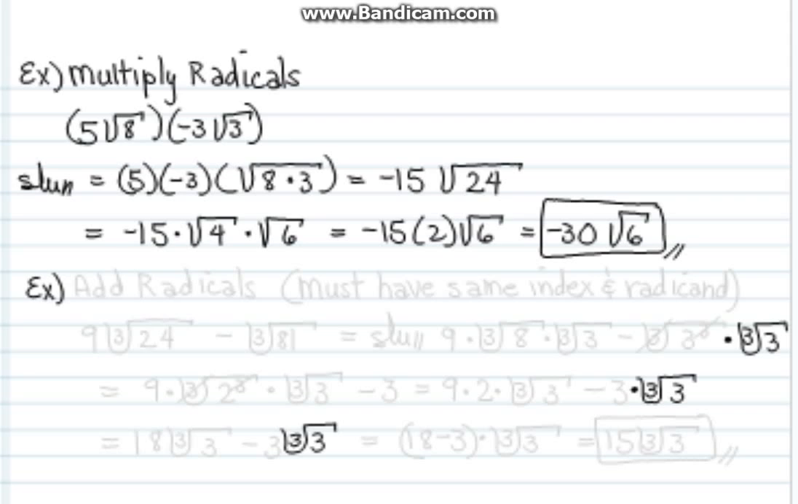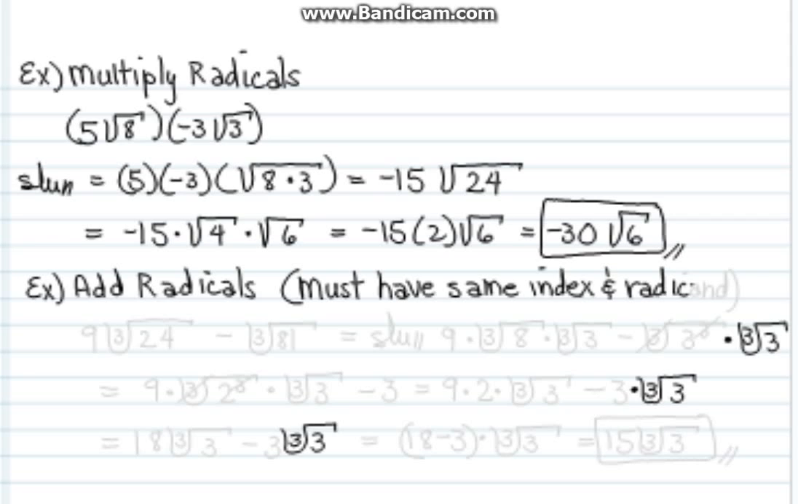Okay, so that's multiplying radicals. What about when you're adding radicals? Well, it's a little different because when you're adding radicals, you must have the same index and the same radicand. In other words, you have to have like radicals. Unlike radicals don't match. You cannot combine them. So you're looking for the same index in the hook, and the same value under the radical sign. Everything has to match.